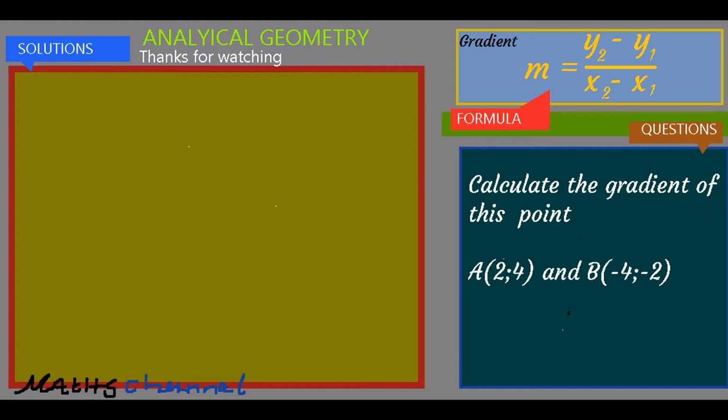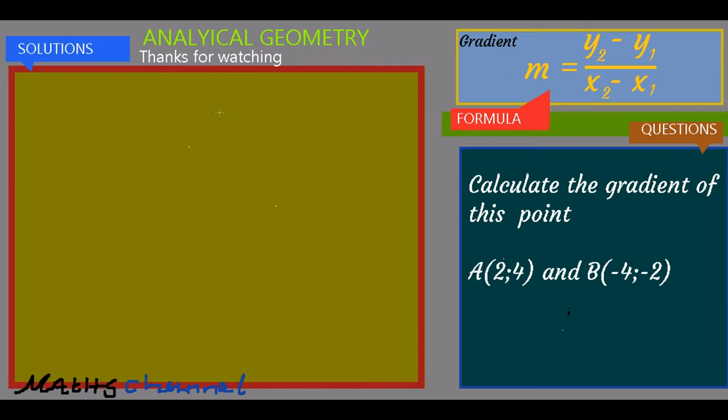Let's look at this. It's analytical geometry. You have to solve this equation. So these questions, here we are dealing with a gradient. How to calculate the gradient of a slope. A gradient is a slope. It's the slope of a straight line equation.